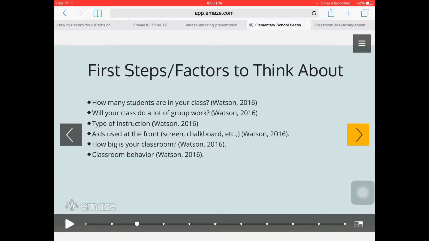Teachers also need to be thinking about the type of instruction they're going to be having in their classroom, as Watson explains, and also whether there are aids used at the front, such as screens and chalkboards. If so, Watson explains that the students need to be facing the front. Teachers also need to be thinking about how big their classroom is, whether the desks are going to be able to fit, and what arrangements work for that. And another thing is that teachers need to be thinking about the behavior of their students and how desk arrangements can really help with that or not help with that. And they need to pick the one that helps the most.